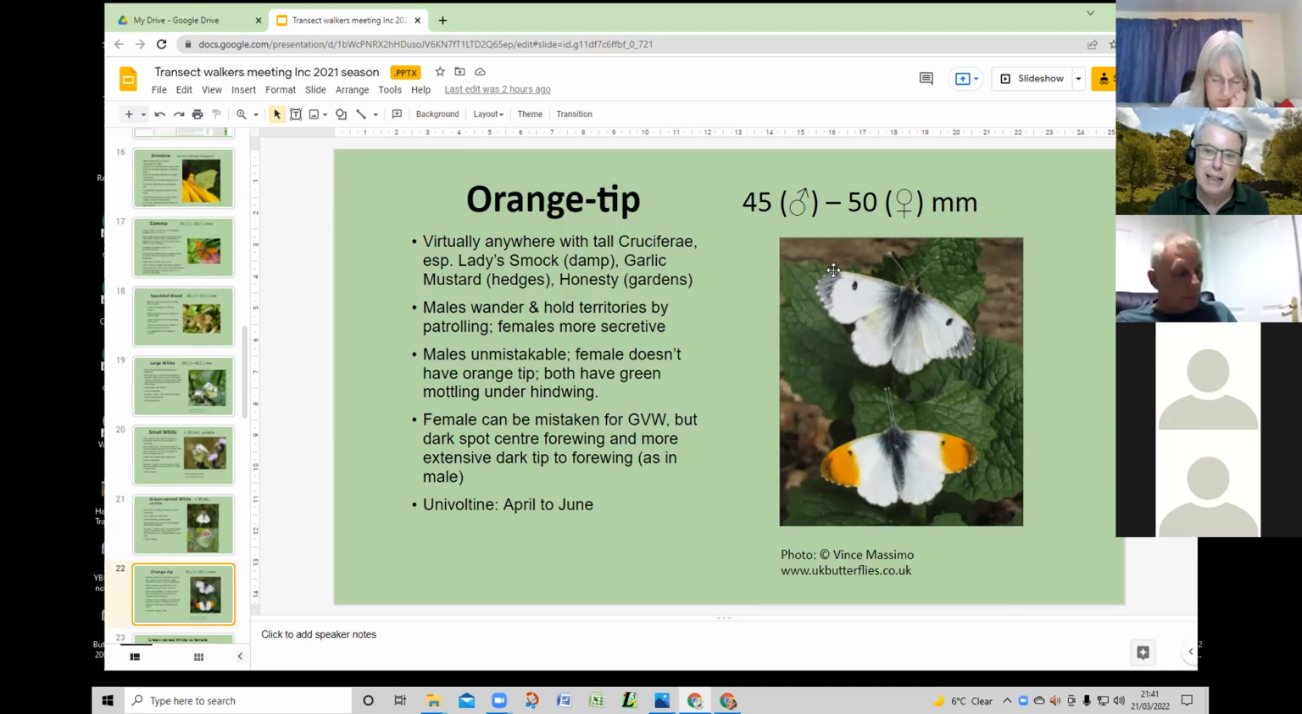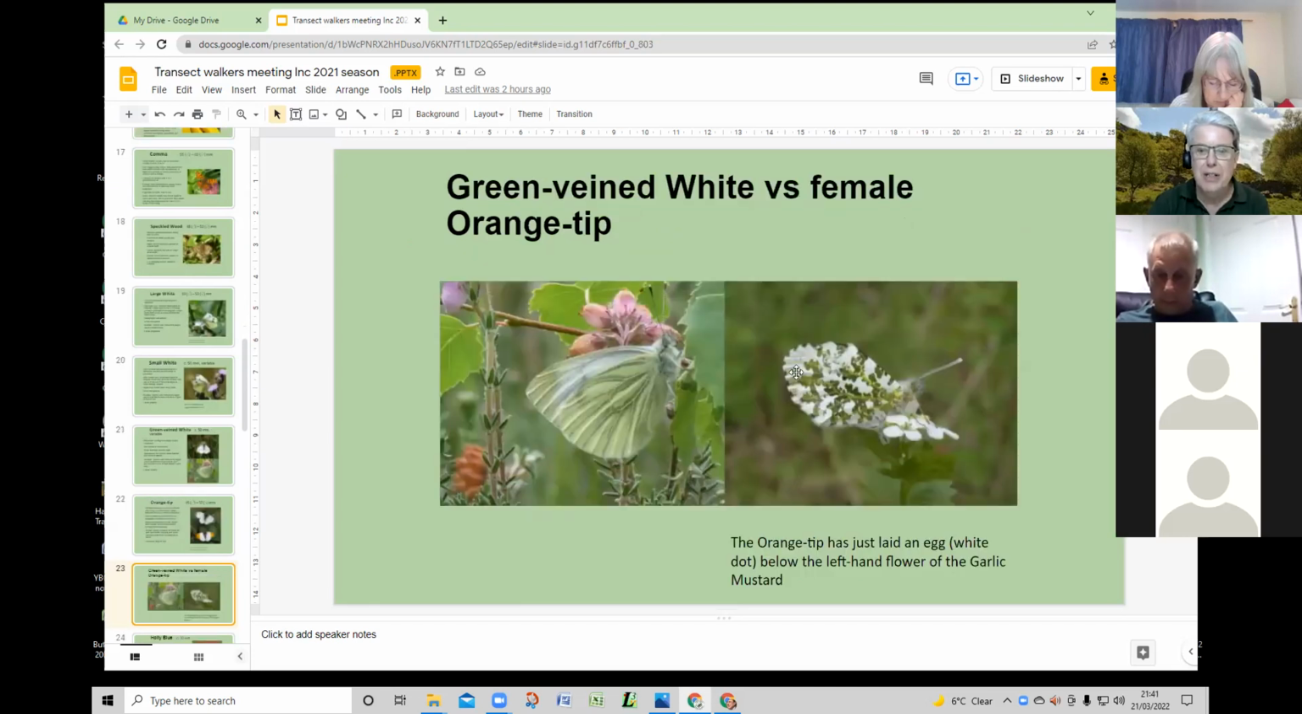It's quite distinct. In flight it's more difficult. You will see the mottling on the underside, which is here. Obviously, it's a characteristic. You see here the green vein. This is definitely much darker.